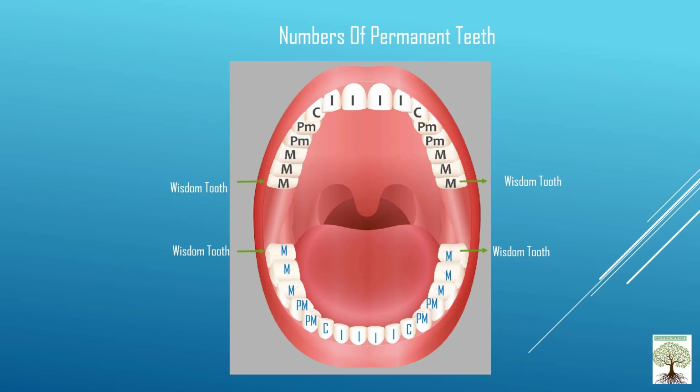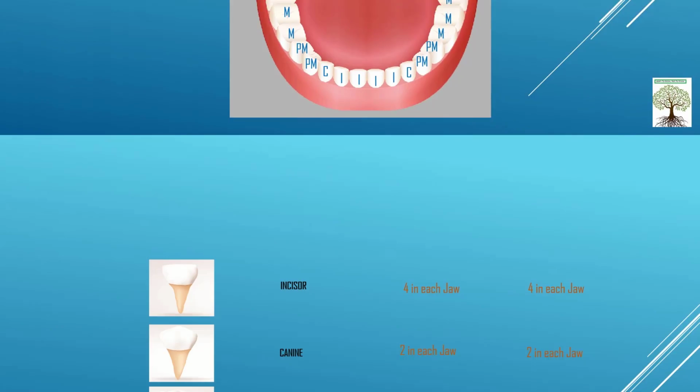The last molar, that is the third molar, that is the wisdom tooth. The right hand side and left hand side, so 2 in each jaw. Wisdom teeth are 2 in each jaw. So a total of 4 wisdom teeth are present. So they are also called third molars, right? Now let's see.